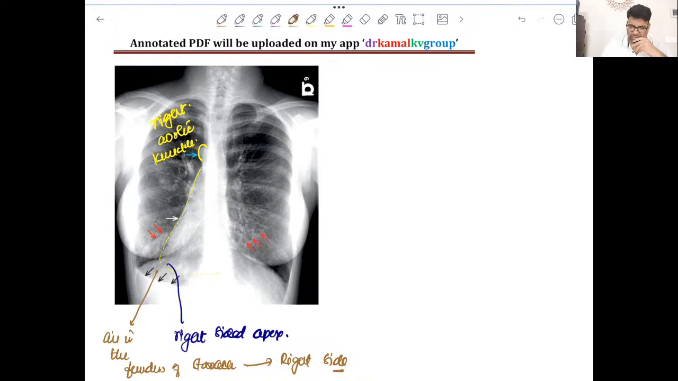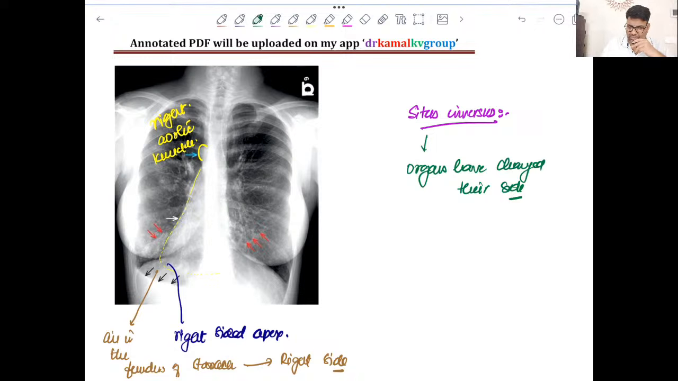So what does this mean? This means there is situs inversus. Okay, so there is situs inversus. It means the organs have changed their side. Clear? So the left sided structures have now moved to the right side, and that is what is shown in the X-ray. We can see that the aortic knuckle is on the right side, we can see the apex of the heart is on the right side, we can see the fundic air shadow is also on the right side, right? So this is one thing which we can see in the X-ray, situs inversus.